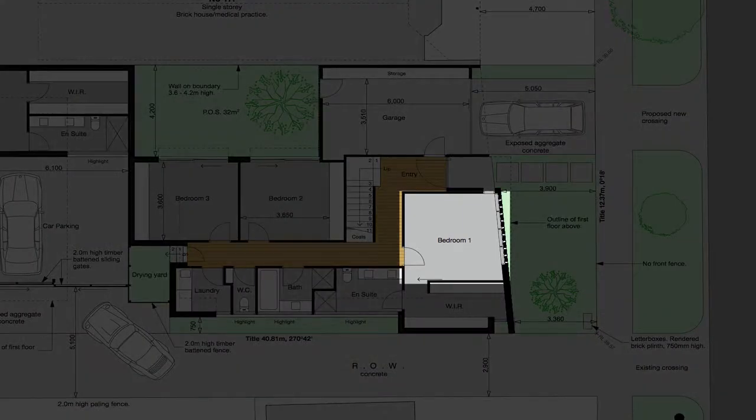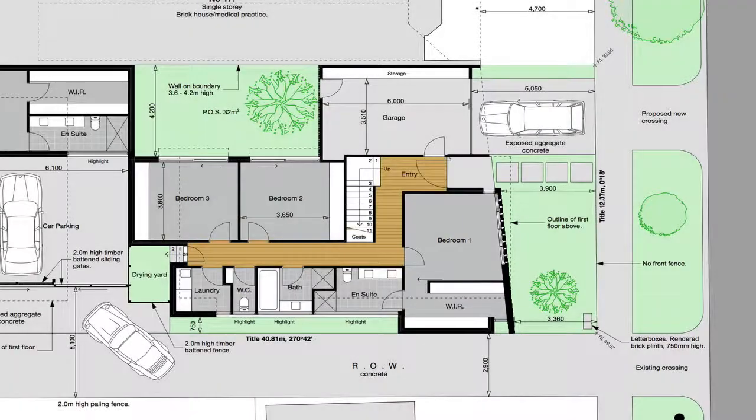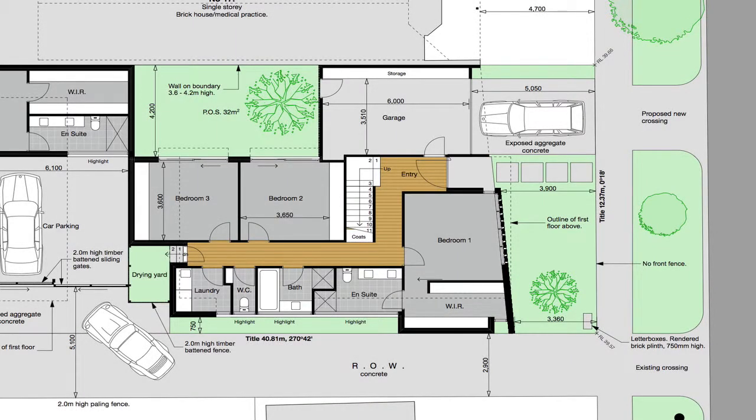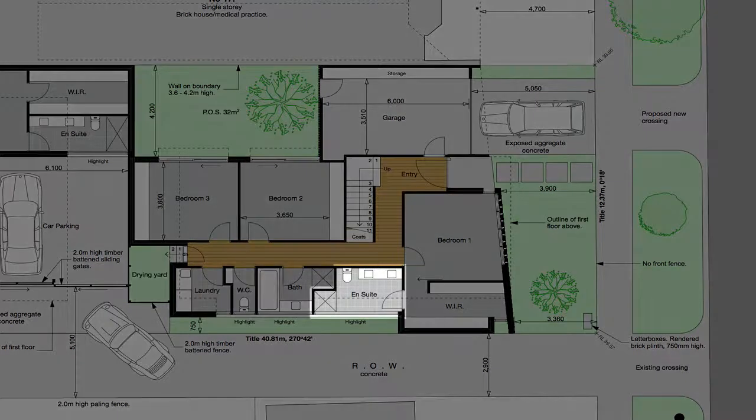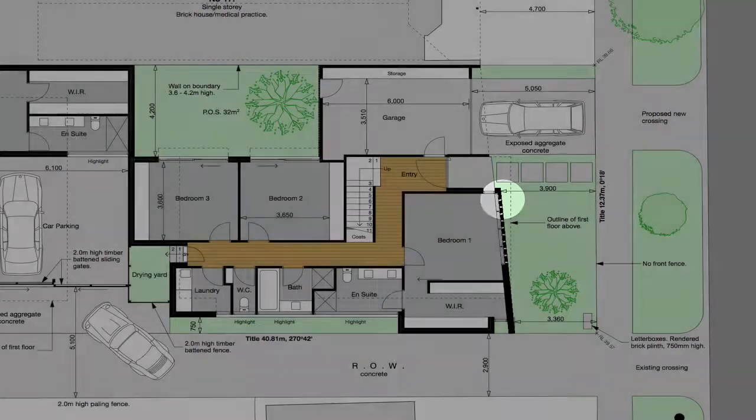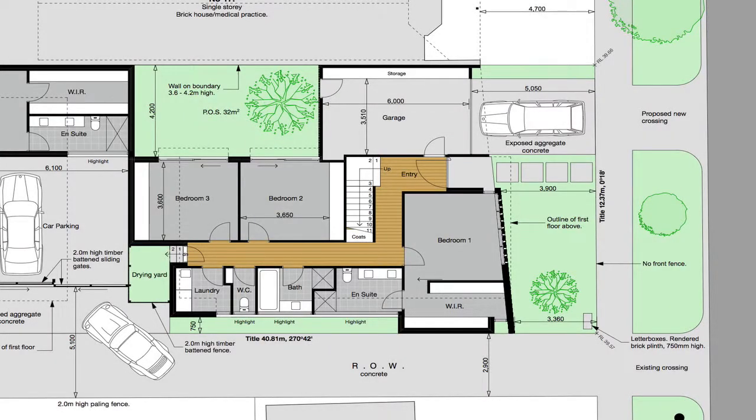And to the front here we have bedroom 1. Down here is the walk-in robe, and off the walk-in robe is access to the ensuite. We also have, positioned facing the front of the street, this window here. Now I'll talk about this more on the 3D computer model.